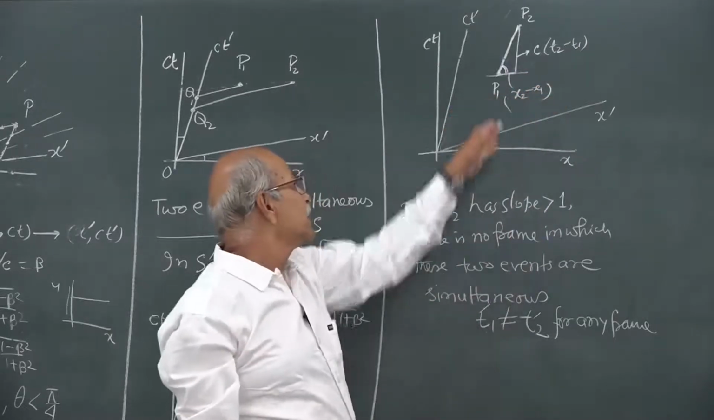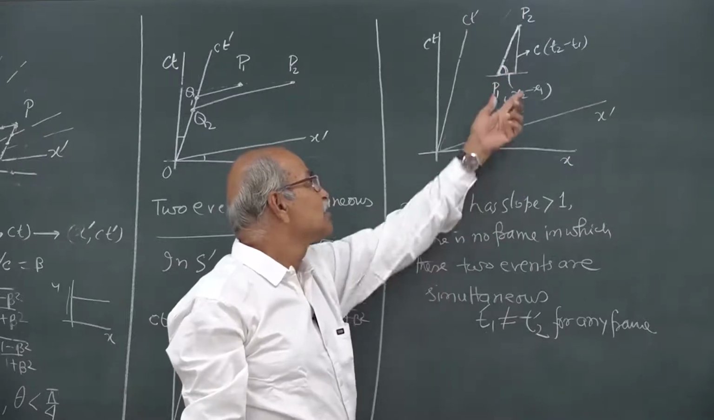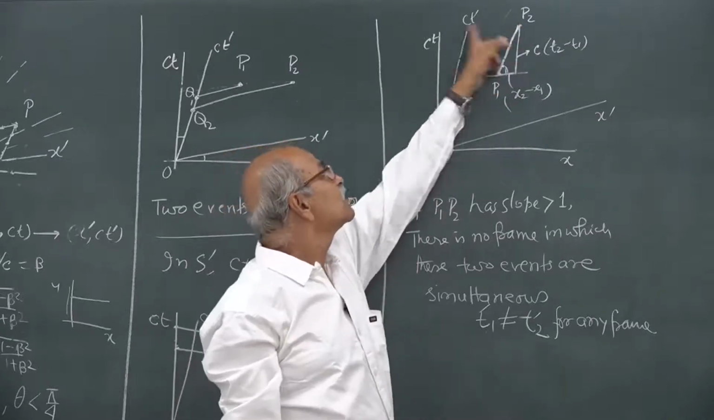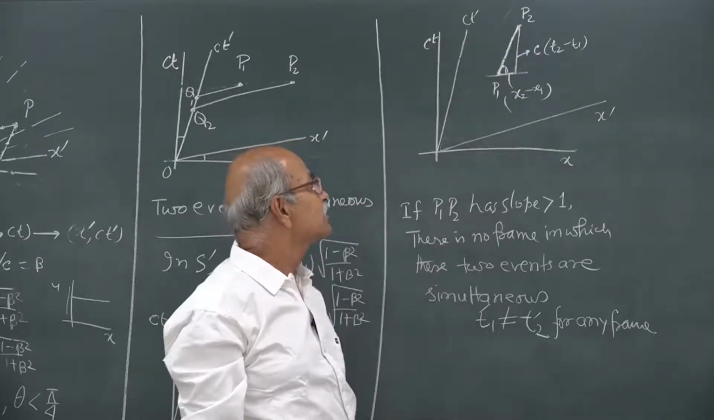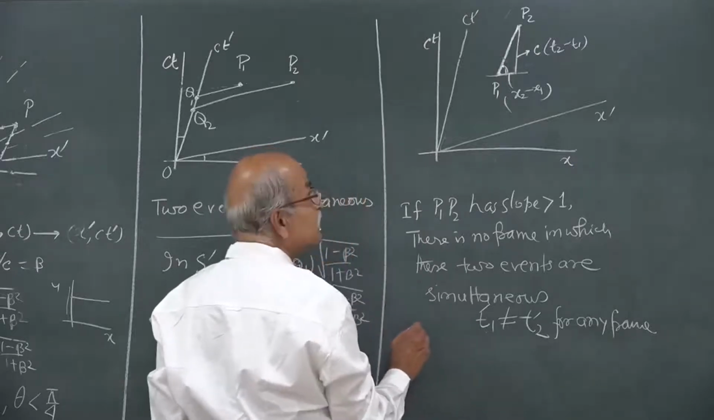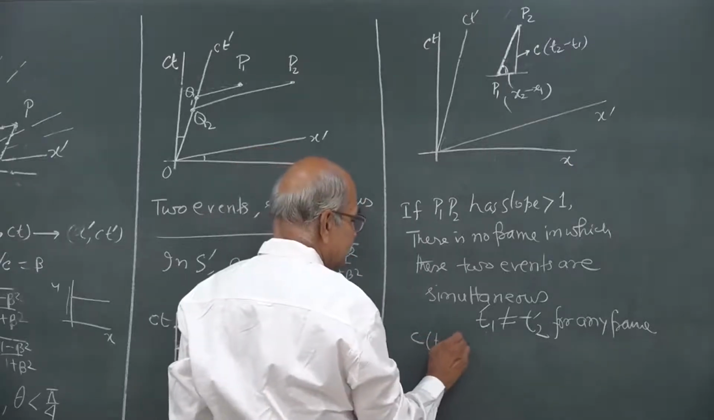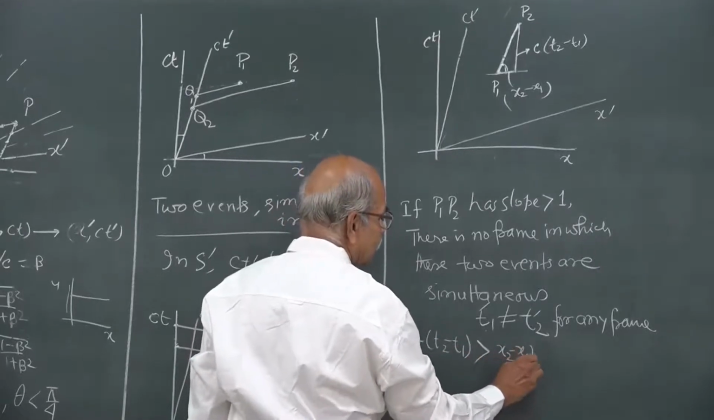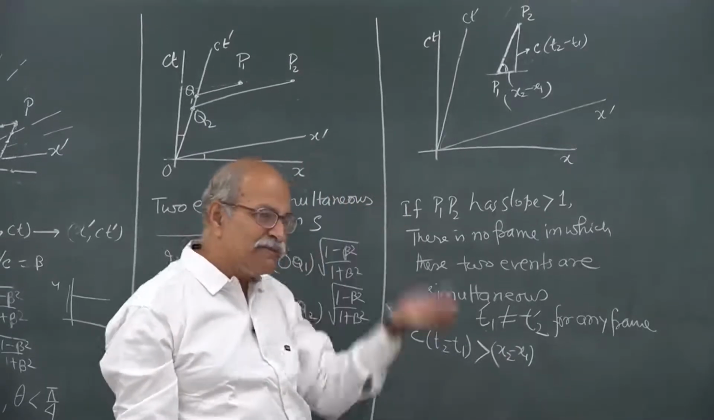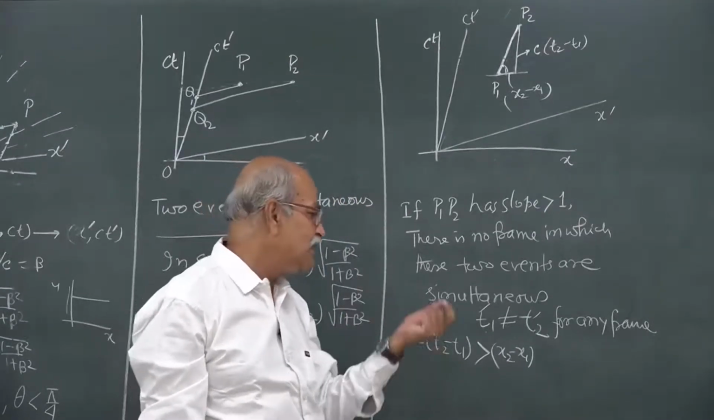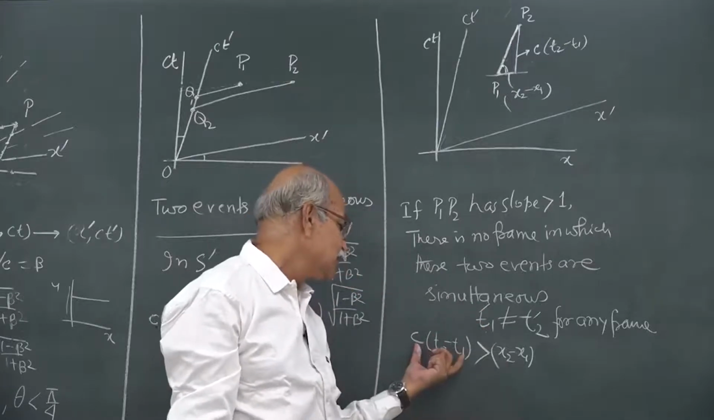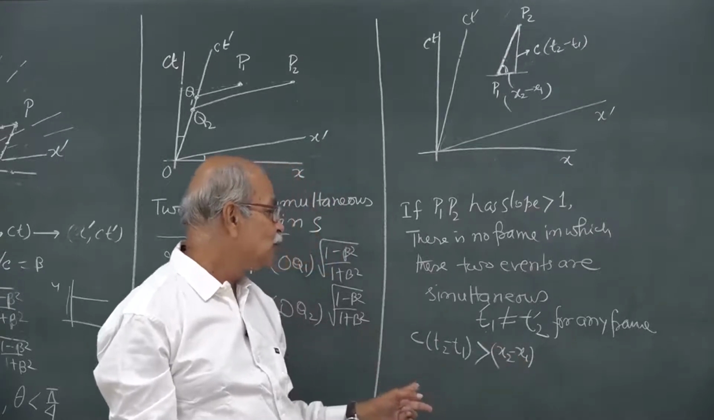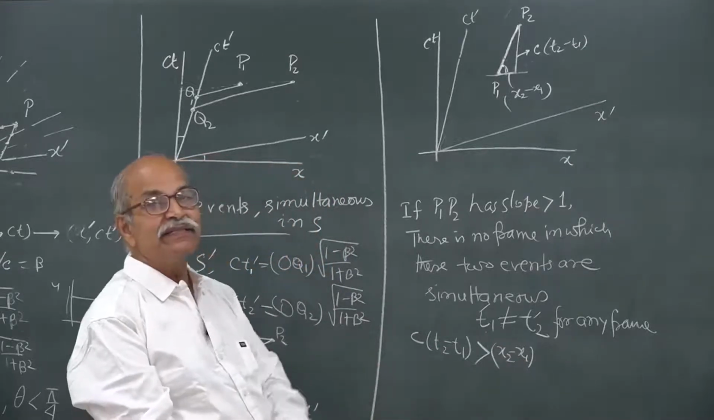Alright, simple. You draw a line here, this is x1. You draw a line here, this is x2. So, this is x2 minus x1. You draw a line here, this will be CT1. You draw a line here, this will be CT2. So, that is this. And the condition is c times T2 minus T1 is greater than x2 minus x1. So, if you have two events in any frame, if you find in any one frame that c into T2 minus T1 is greater than x2 minus x1, then those two cannot be simultaneous in any frame.